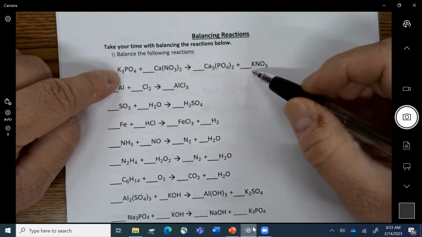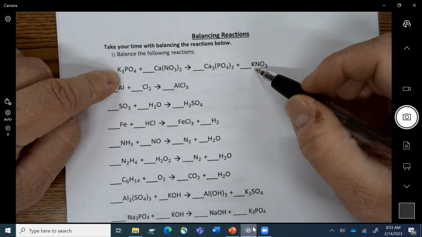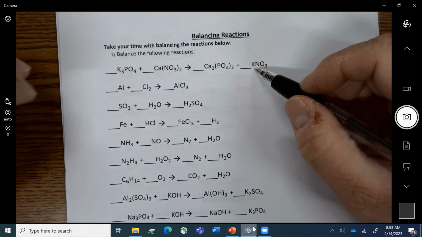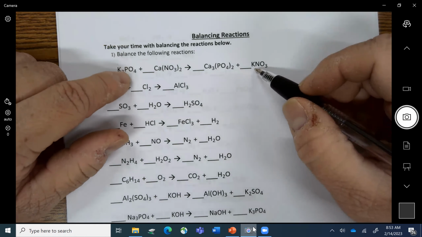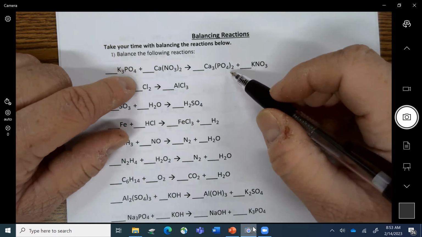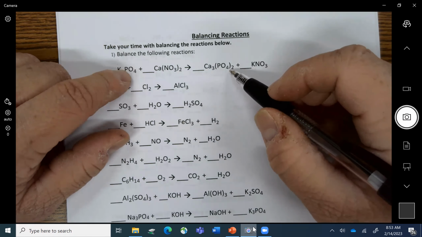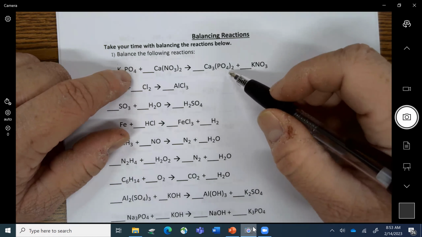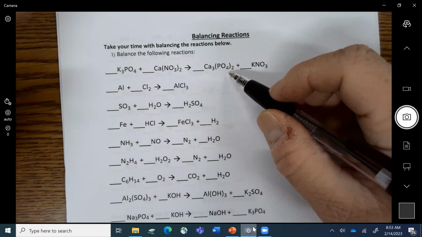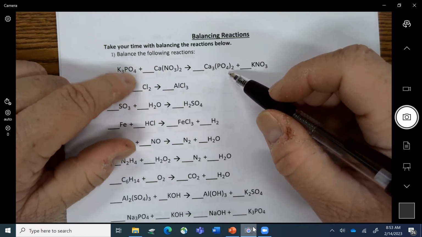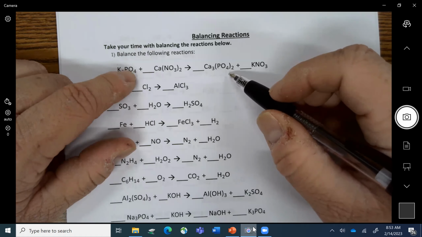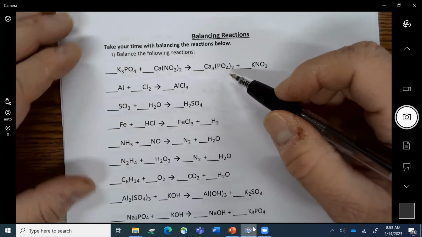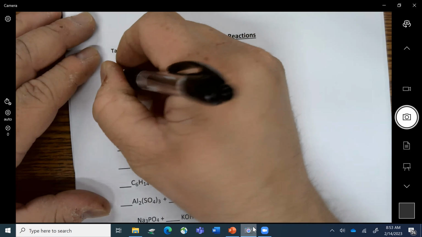So here I got 3, here I got 1. Well, those are both odd numbers, so that doesn't really help me out. The even-odd trick is where I usually start with these things. So I have PO4 here as 1, and I have PO4 over here as 2, correct? So what I'm going to start with is balancing this PO4. I have 1 here, 2 there. The lowest common positive or even number they have, 1 times 2, would be 2. So I'm going to go ahead and write a 2 over there.